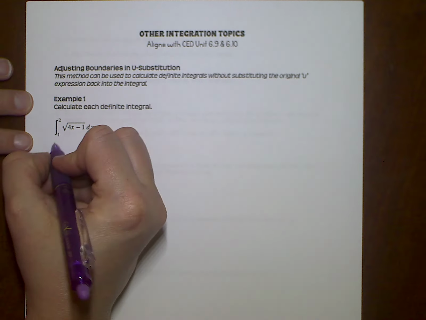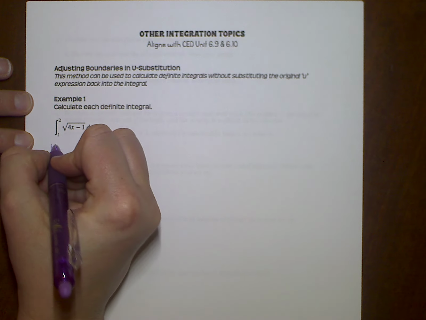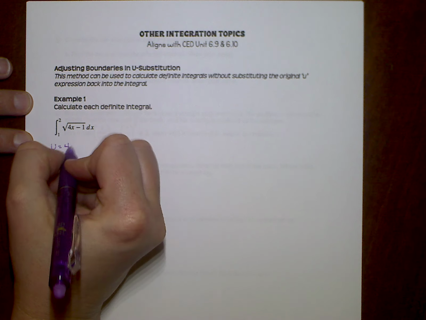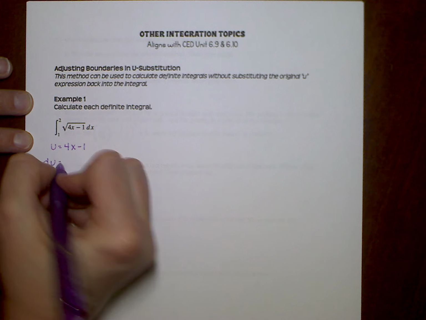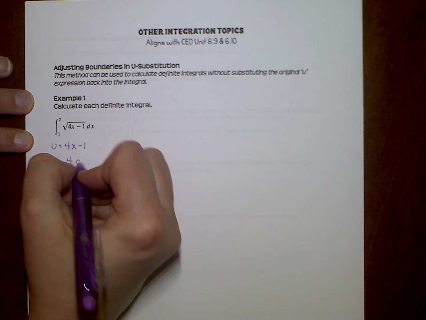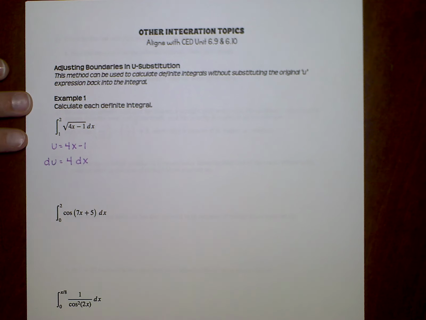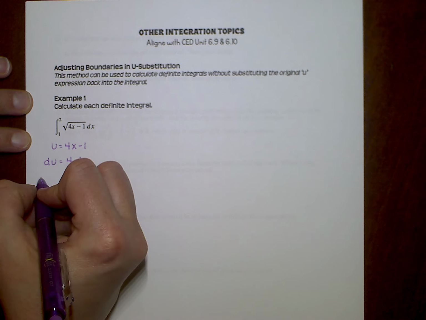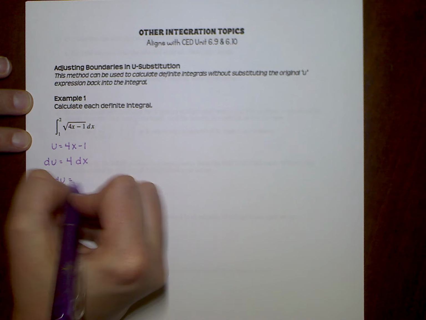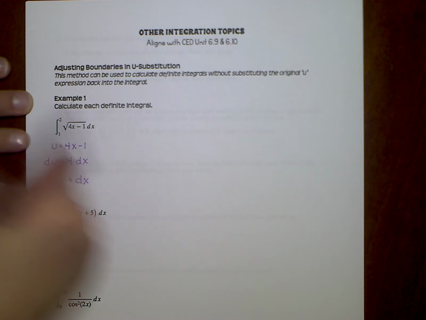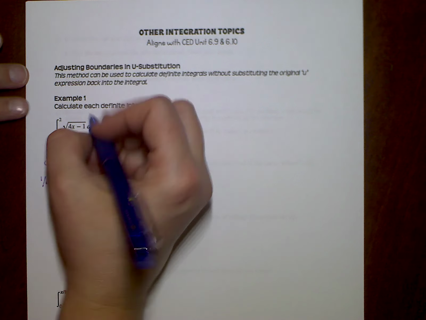So I'm going to start with the 4x minus 1 as being my u. And then I'm going to take a derivative, which would be 4, and that gets a dx on it. And then I'm solving for dx. So I would move the 4 to the other side, and I would say this is 1/4 du, and that equals dx.